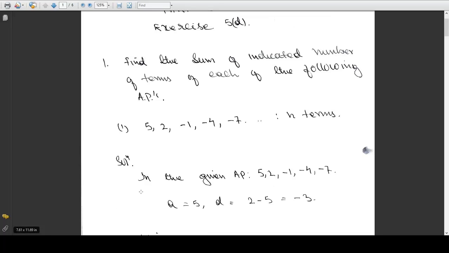Solution for this: in the given AP, the first term is 5, the second term is 2, the third term is -1, the fourth term is -4, the fifth term is -7. Here the first term a is 5, and d is the difference between two consecutive terms: the second term minus the first term, 2 minus 5, which is -3.